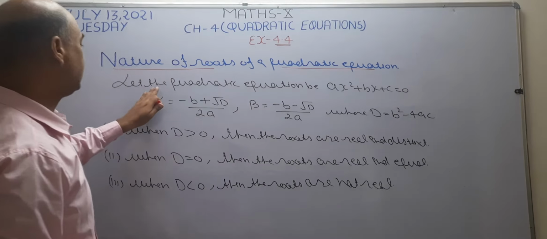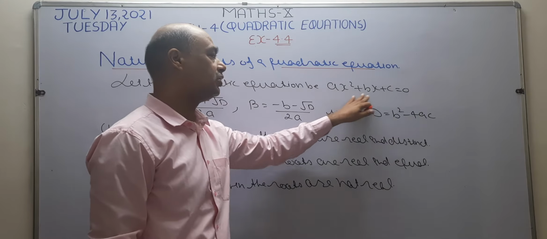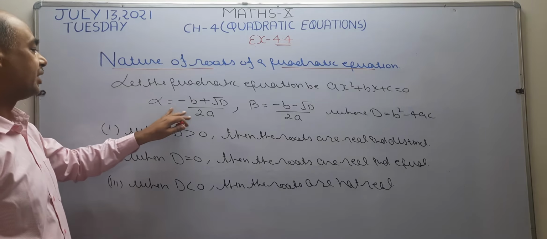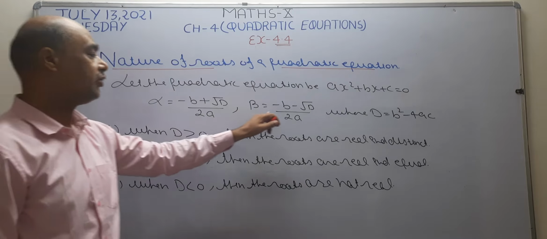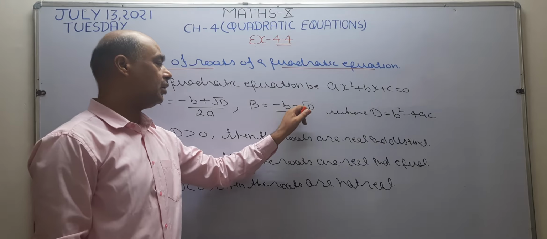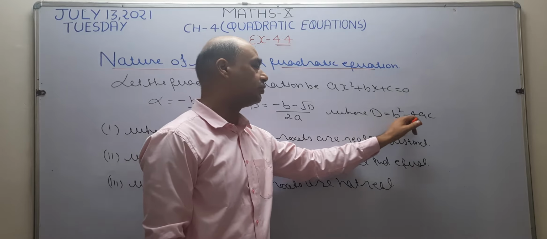Let the quadratic equation be ax² + bx + c. You know this is the standard form of the quadratic equation, and the quadratic formula is: for alpha, minus b plus root D upon 2a. For beta we take the negative sign between them, minus b minus root D upon 2a, where D is represented by b square minus 4.